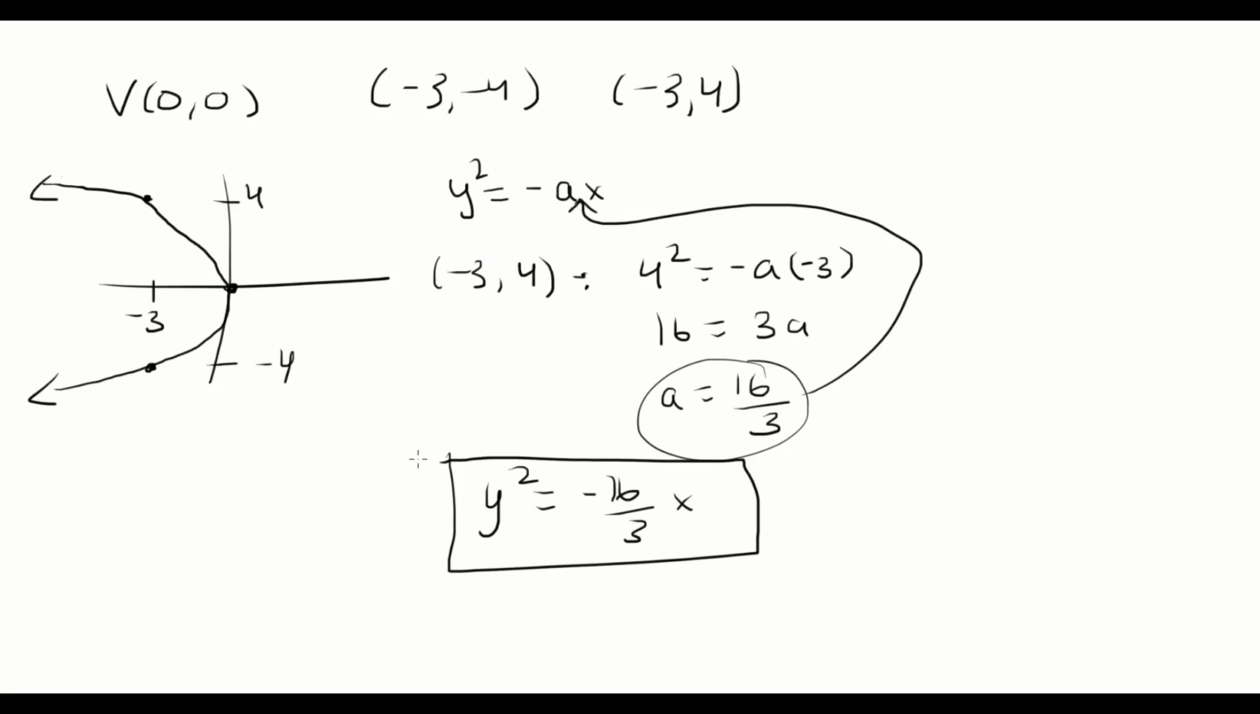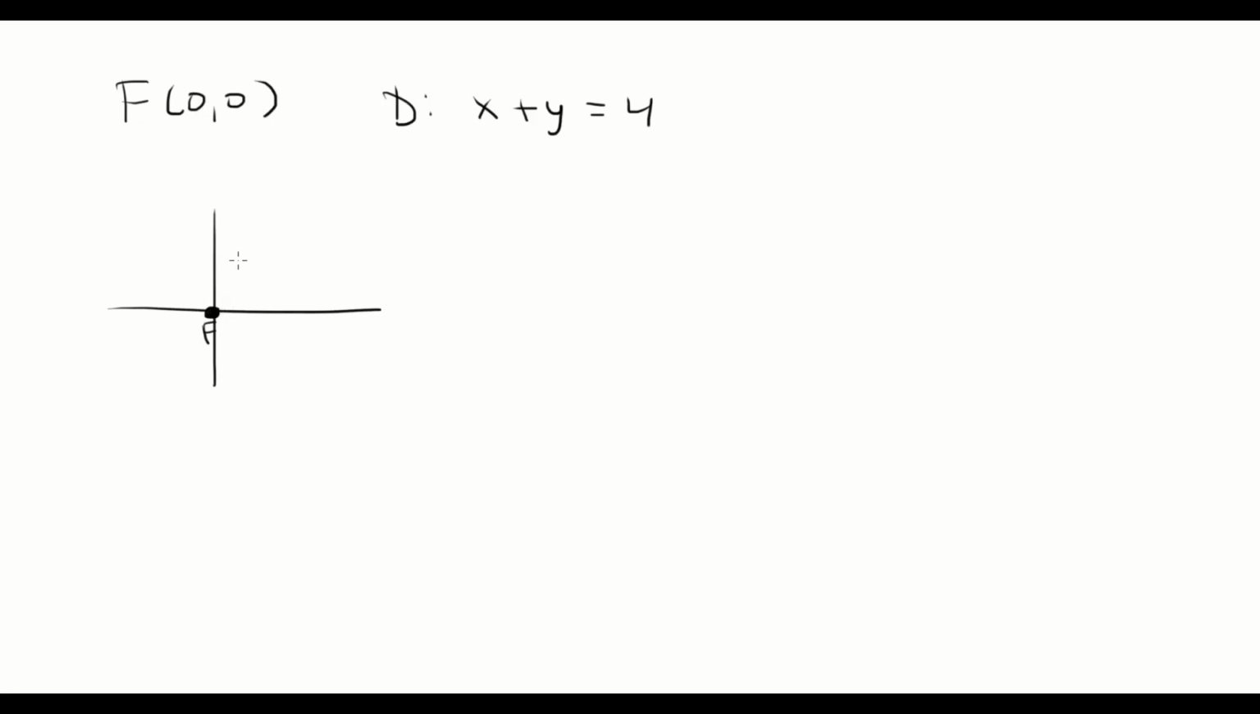Moving on to question number 23. So we want to find the equation of the parabola with focus at 0, 0, and directrix x plus y equals 4. So let's graph this. So our focus F is at 0, 0, and the directrix is x plus y equals 4.